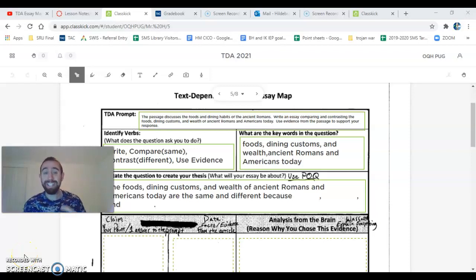We are working on our TDA, text dependent analysis, on our Roman food article. If you're not sure what we're up to right now, we are working on our essay map. We've already read the article together, annotated, asked questions, discussed it, and made some comparisons and contrasts, right? So we've looked at similarities and differences in the way Romans eat and cook, their dining customs, what they eat, their food, and also how they show their wealth. Okay. So we looked at that a little bit.